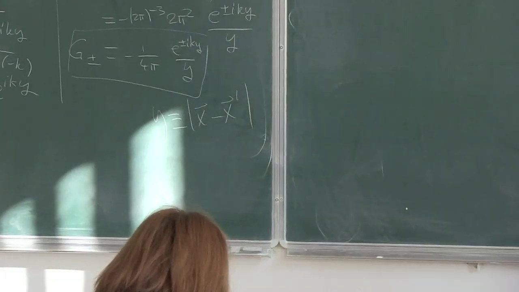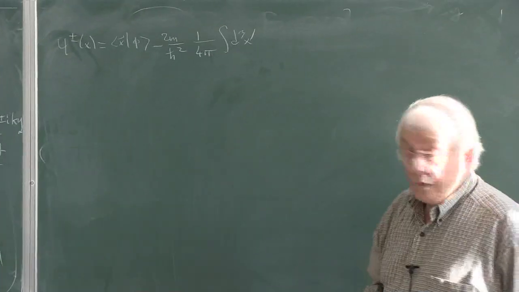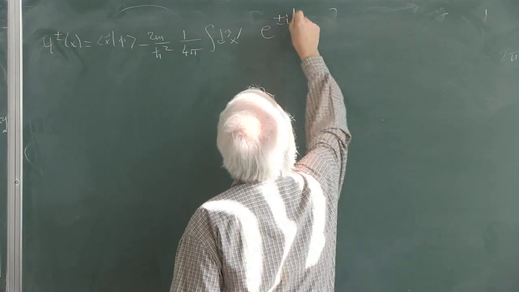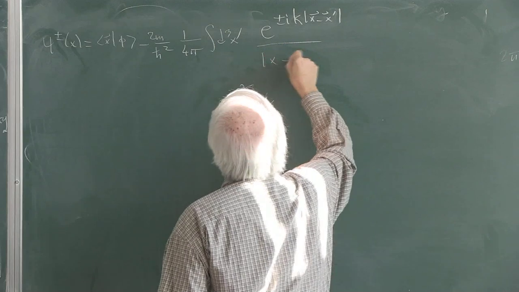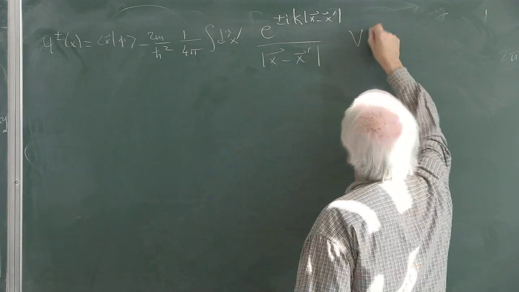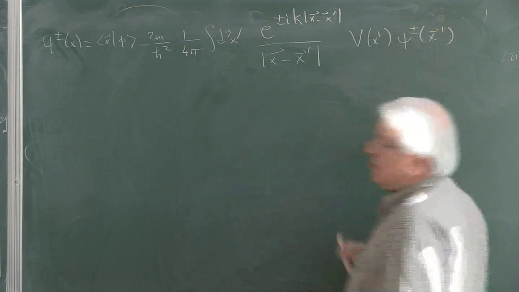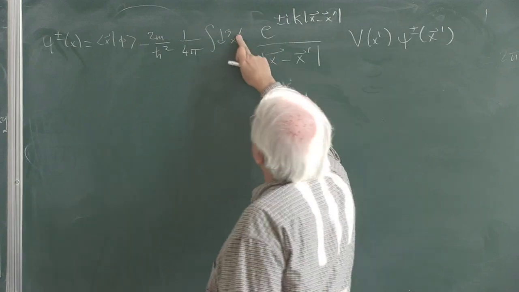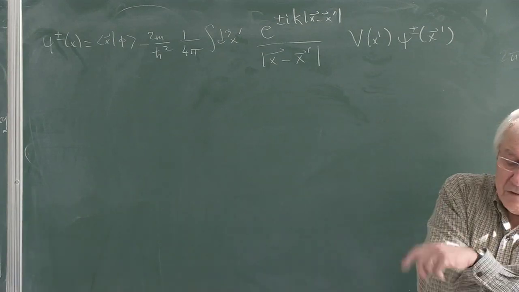So there is this minus 1 over 4 pi, indeed so. Okay. d cube x prime, I have written that, e to the plus minus i k |x minus x prime| divided by |x minus x prime| times V of x prime times psi plus and minus of x prime. So that is the form of the integral equation, which is quite nice. Of course, V is to be specified at the end of the day, but that's dynamics, and this part is just kinematics that we have been quite successful in constructing.